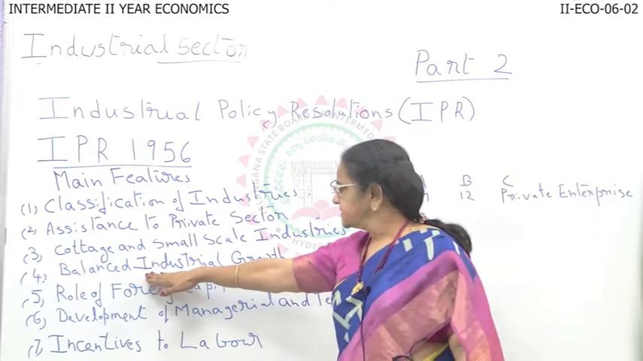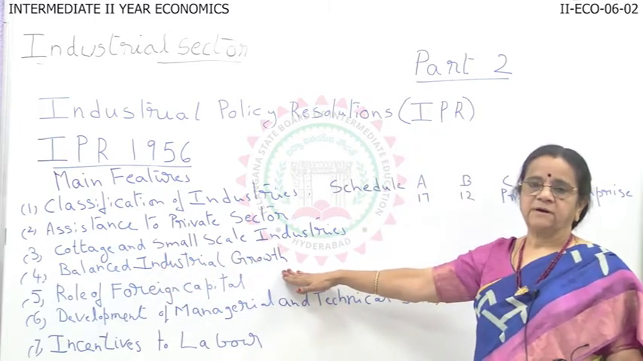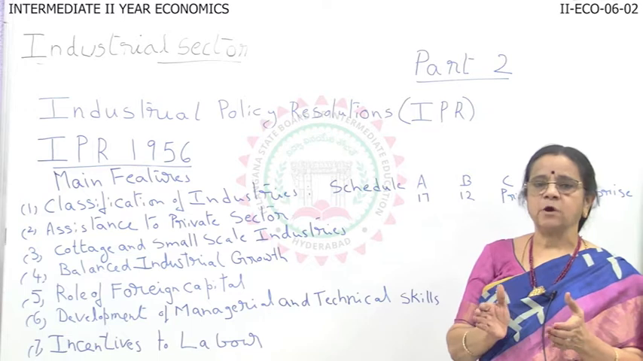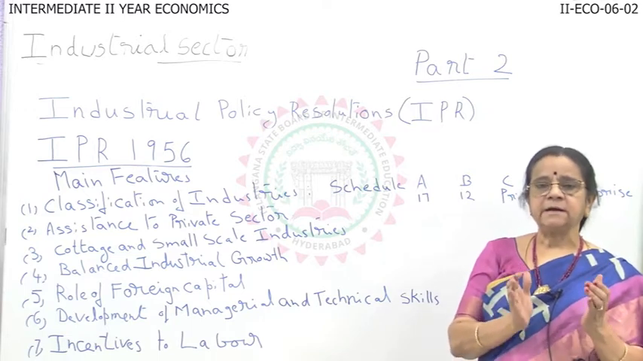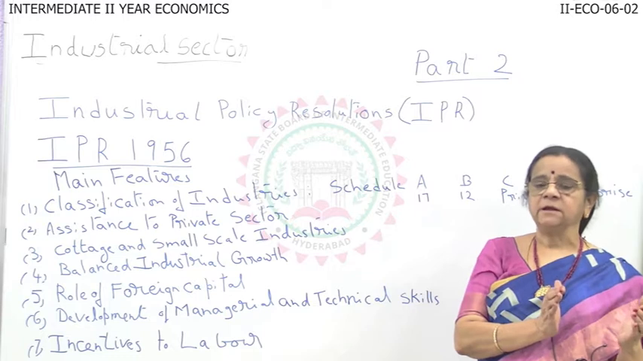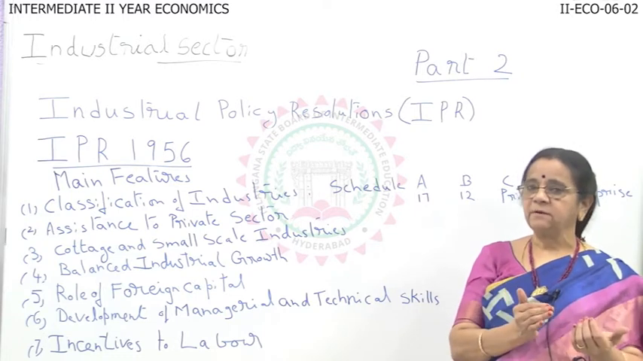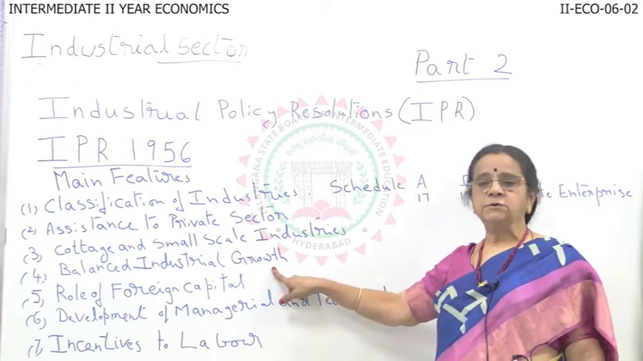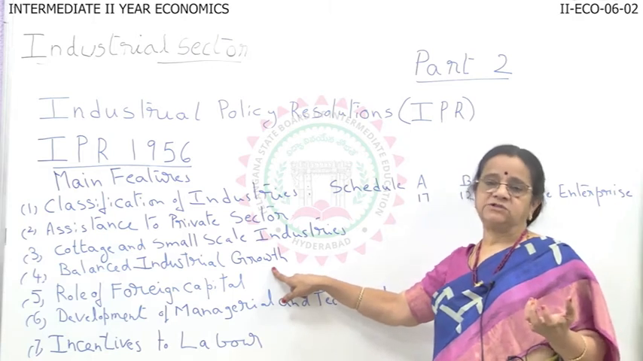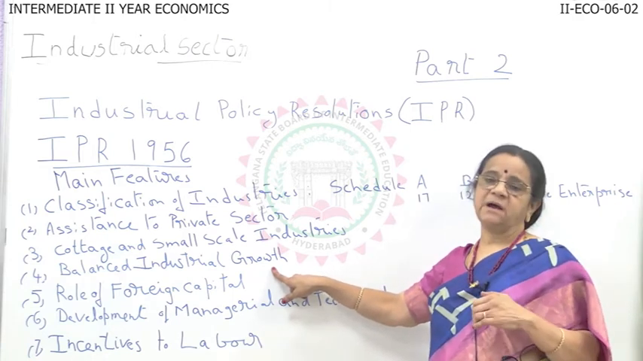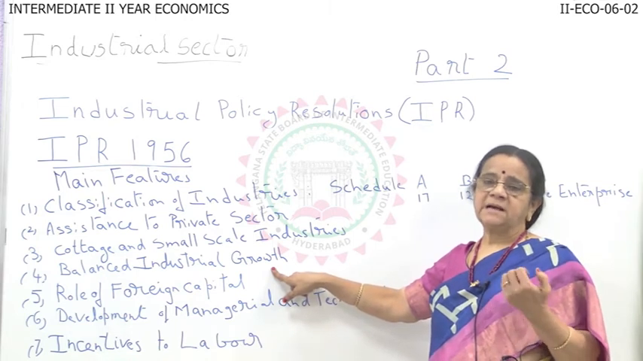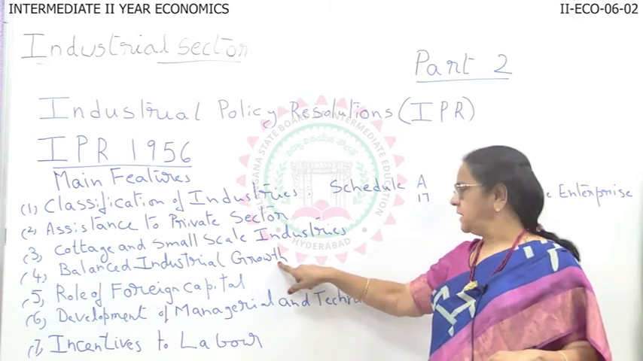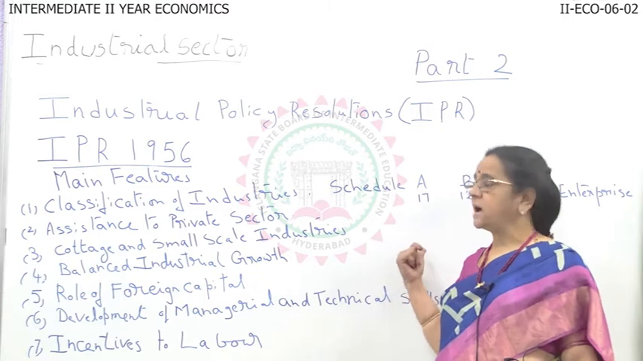Then, balanced industrial growth. For spreading the industries throughout the country without regional disparities, government would give priority to setting up of public sector units in backward areas. So, priority will be given to set up public sector units in backward areas. In addition to that, the private sector will be encouraged to set up industries in backward areas by giving them tax concessions and other incentives. So, both public sector and private sector will expand in backward areas.